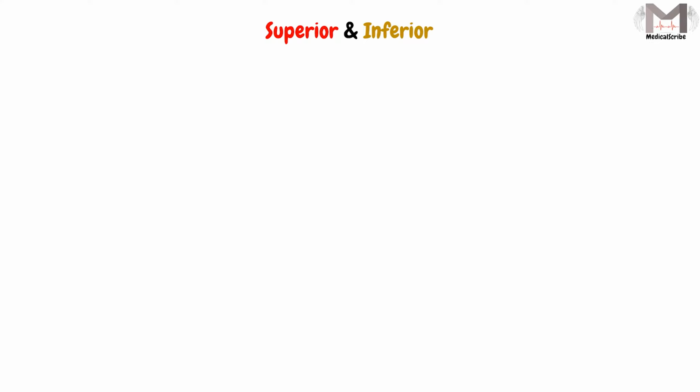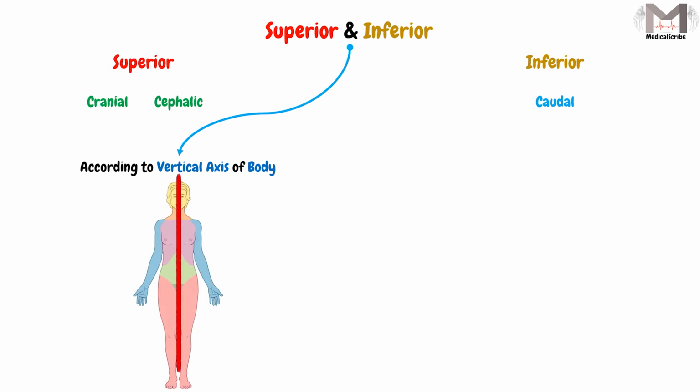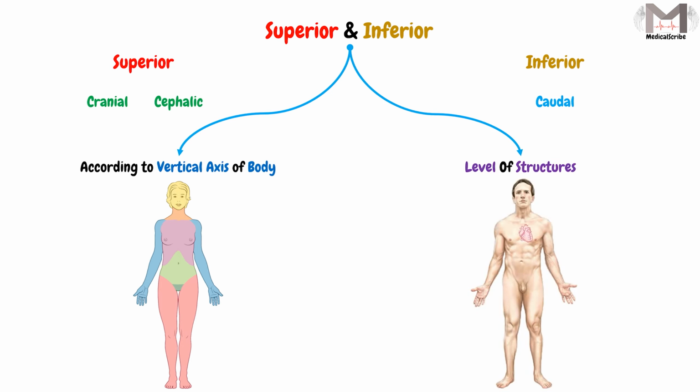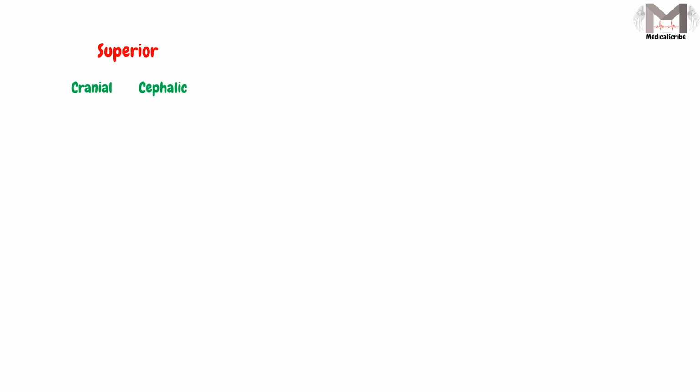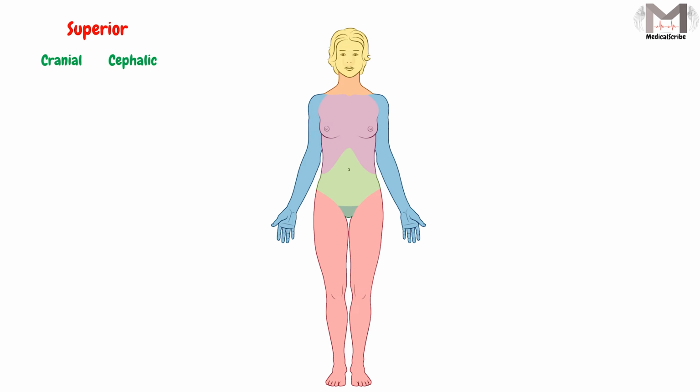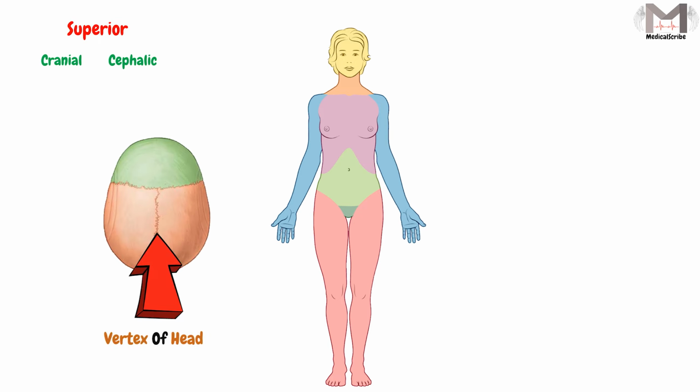The superior, or we call it the cranial or cephalic, and the inferior or caudal are two terms that describe the structures according to the vertical axis of the body. They give us an idea about the level of structures, if it is toward the head or up, or toward the feet or down. So, the superior describes the structures that are nearer to the head or cranium, and specifically the vertex of the head, than another structure.